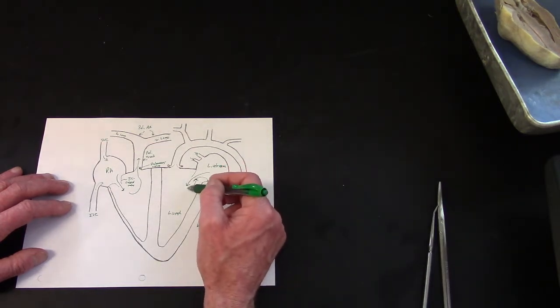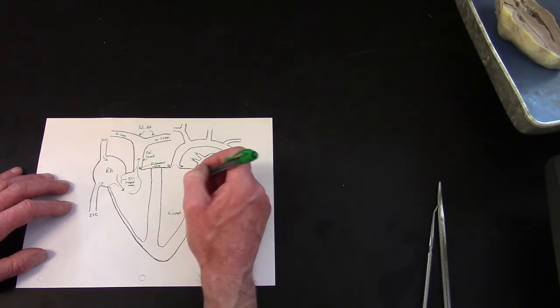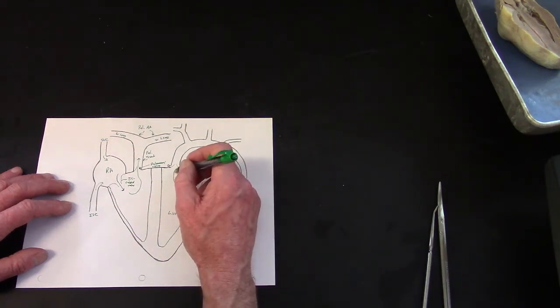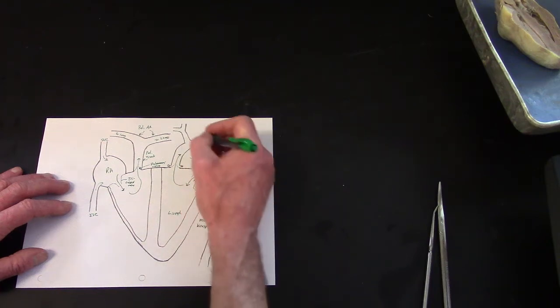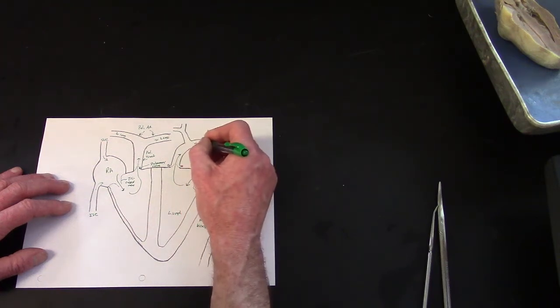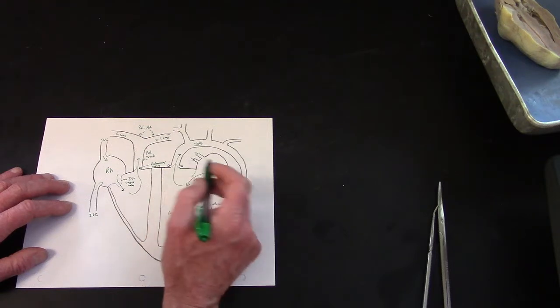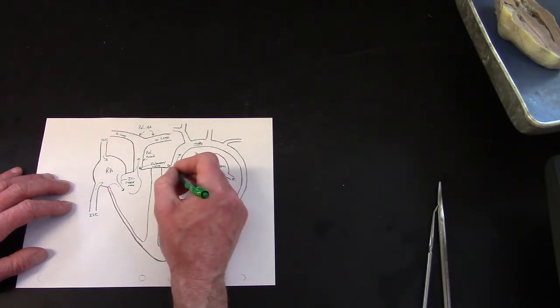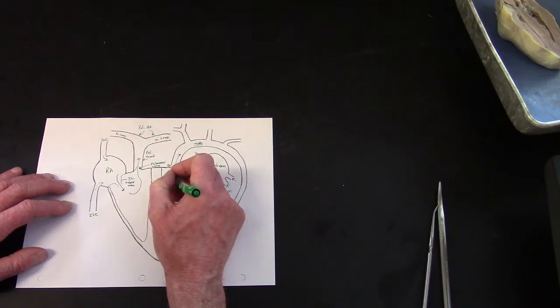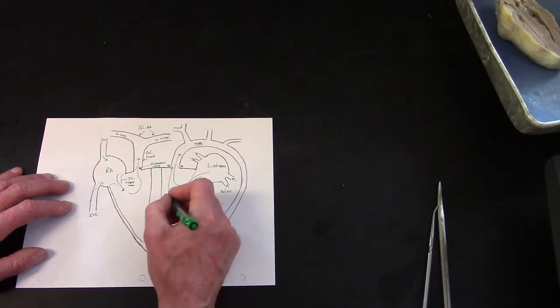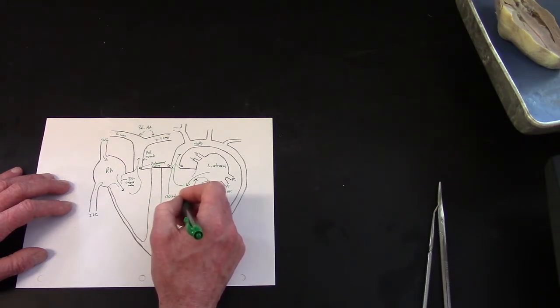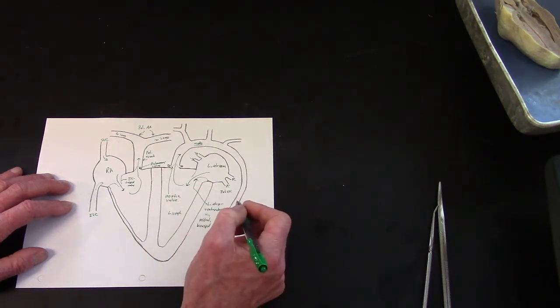So blood is now into the last chamber of the heart in its circuit. When the ventricles contract, blood flows into the aorta, through the aortic valve or the aortic semilunar valve. So draw an arrow up to that valve. That is the aortic valve or the aortic semilunar valve, the last valve.